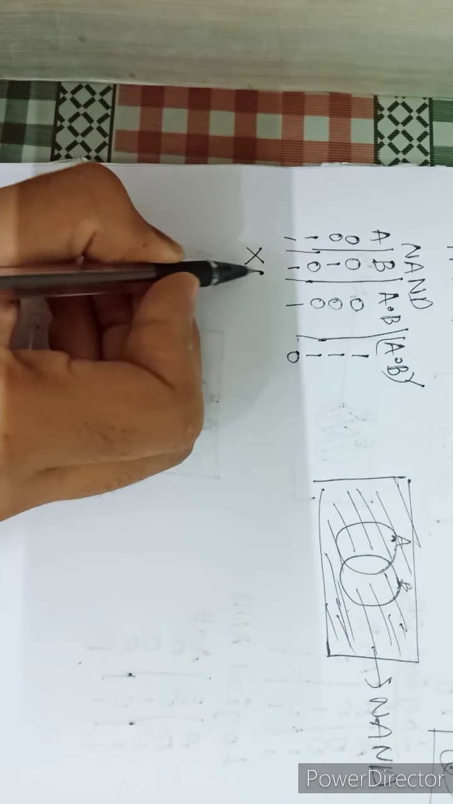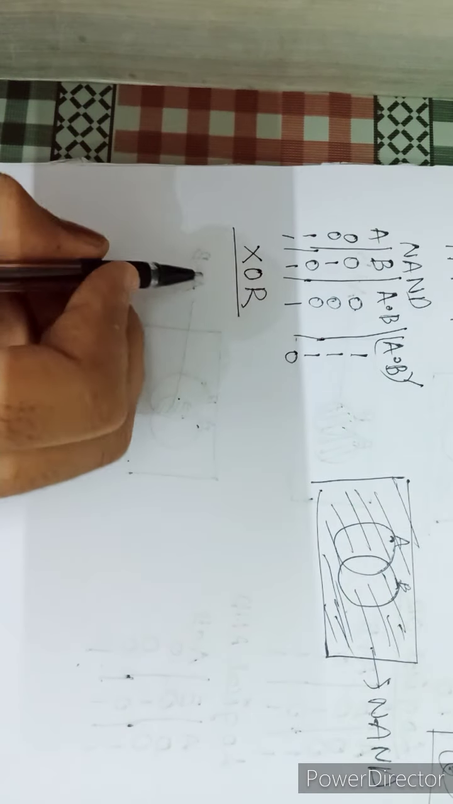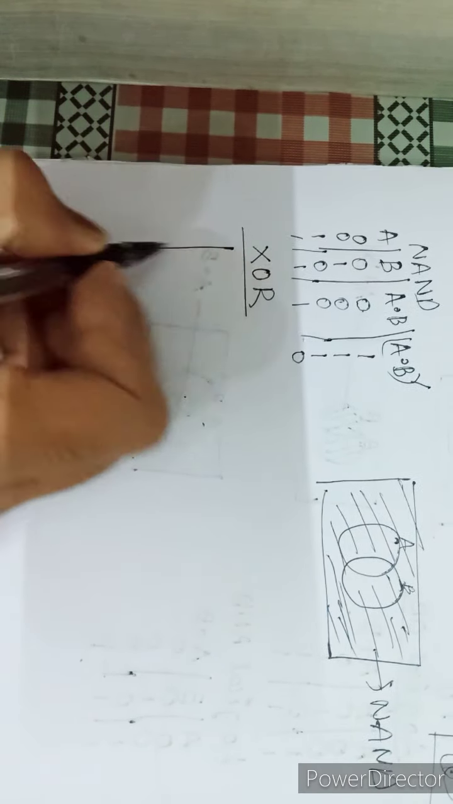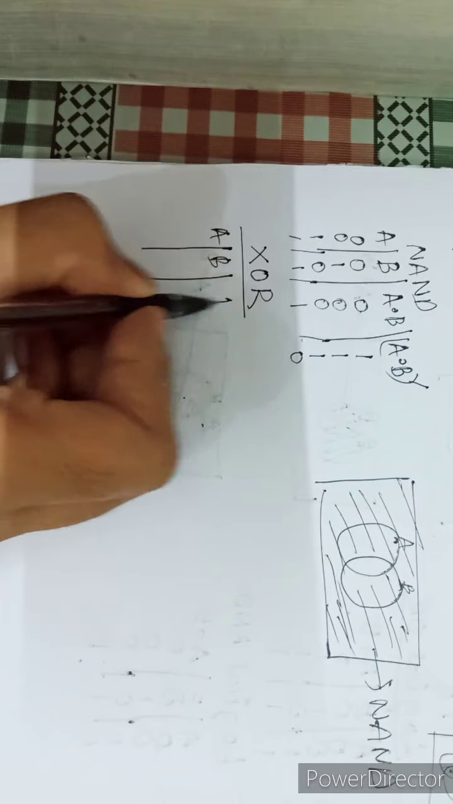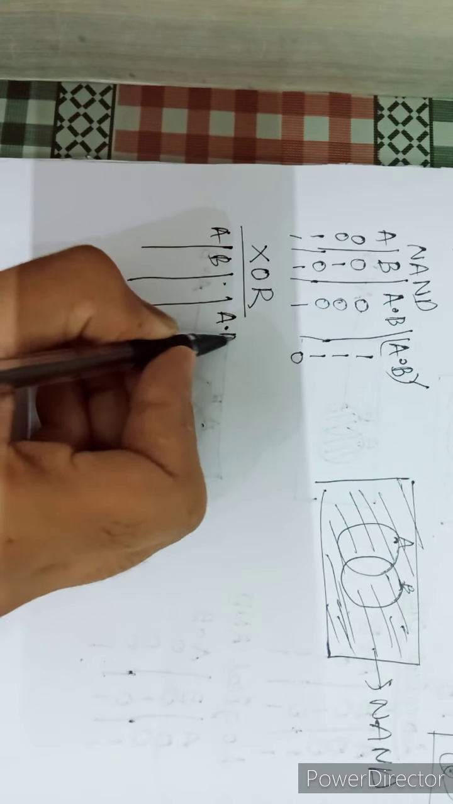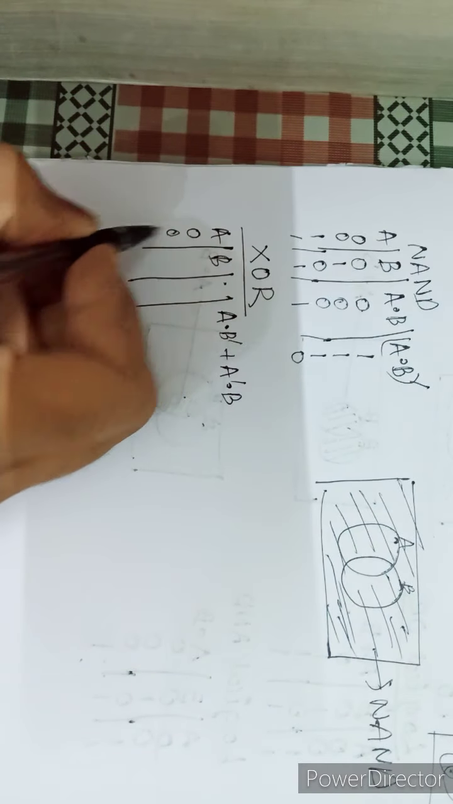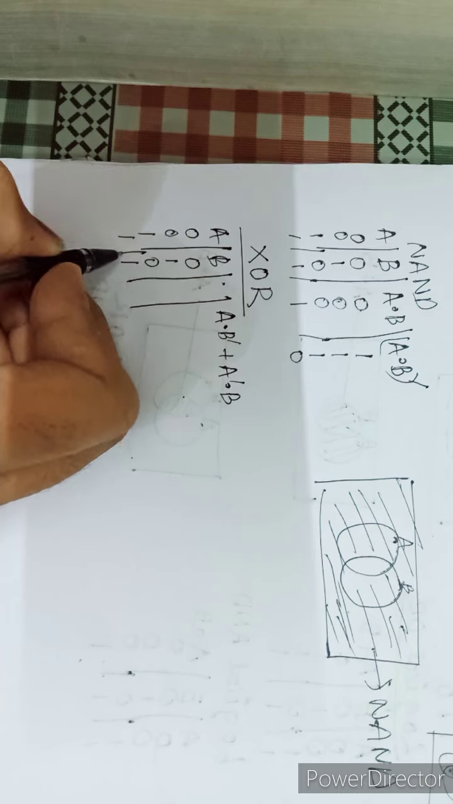Next is XOR. XOR is exclusive OR. First we will see the truth table for A, B. XOR is generally represented as A dot B bar plus A bar dot B, with inputs 00, 01, 10, 11.